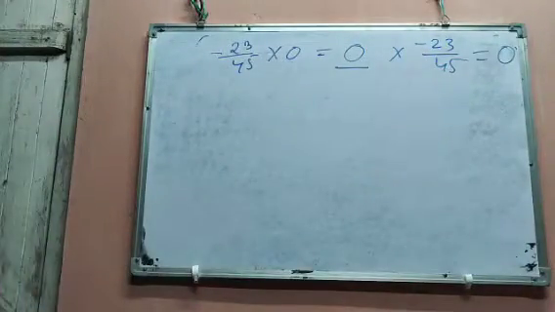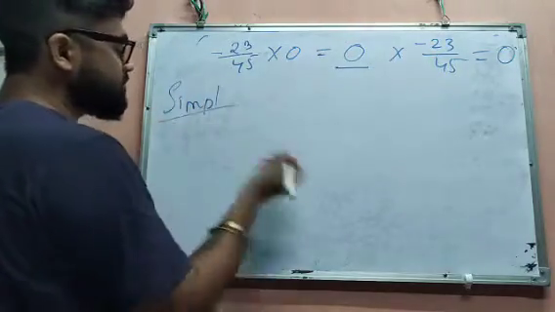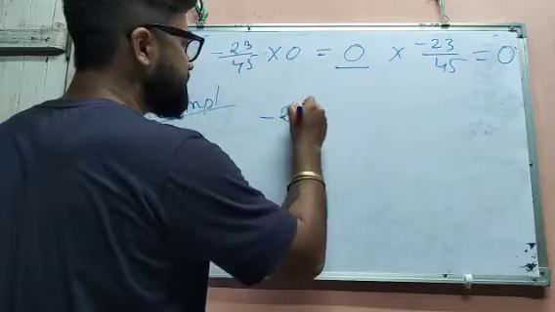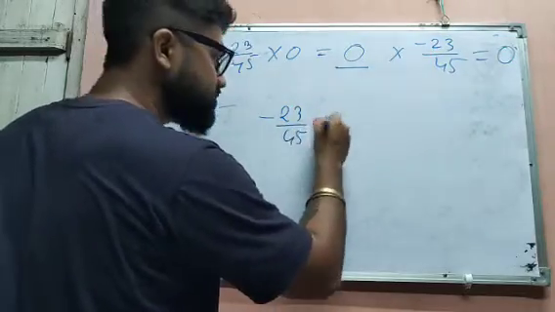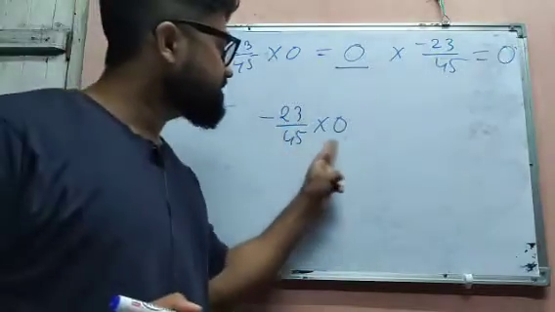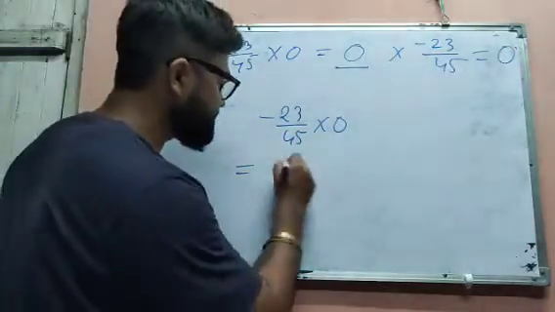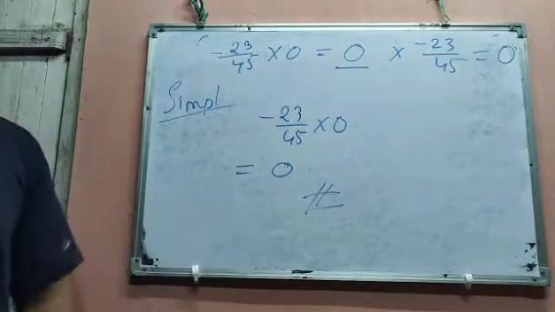Okay, so for simplification, if you are asked to do the simplification again, then what can you do? Simply minus 23 by 45 into 0. As we know that 0 multiplied with any rational number gives 0, you can directly write the answer 0, which is our required answer.